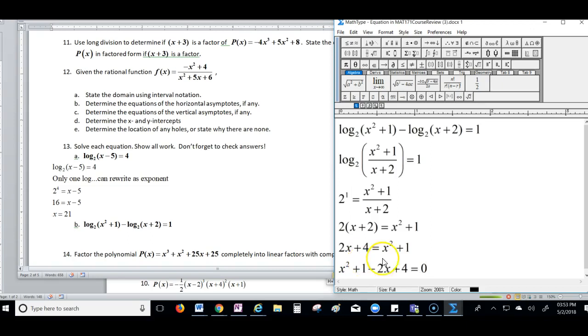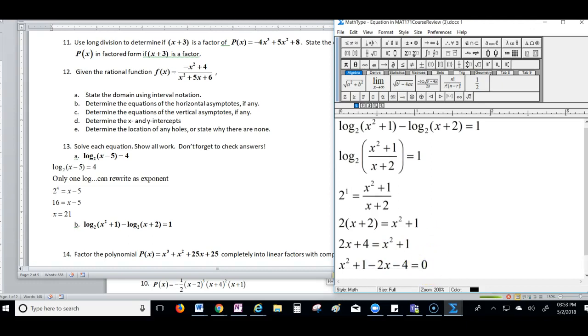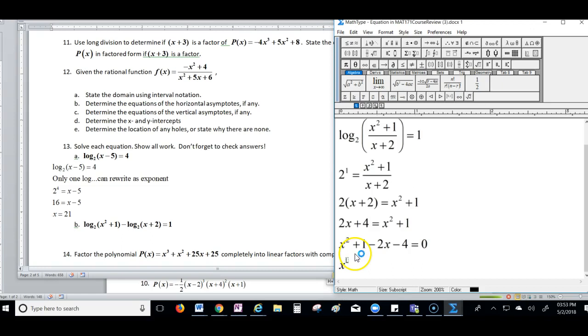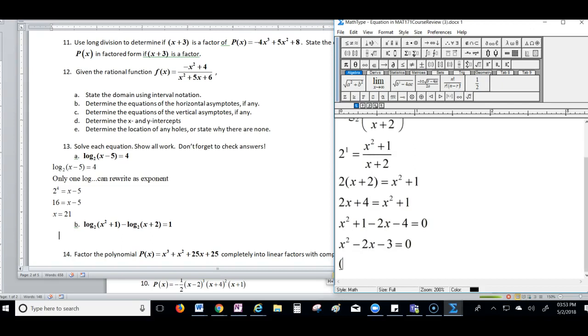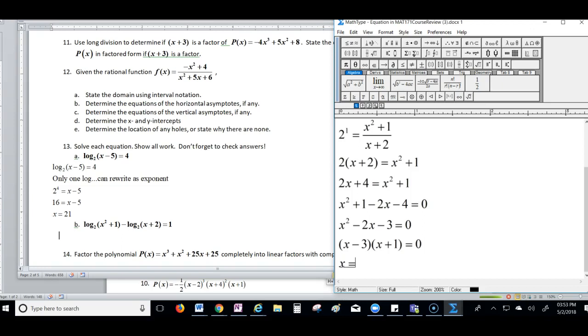So I'm moving everything to one side because when I solve a quadratic, I set everything equal to 0. So I bring the 2x over, the 4 over, and now I have an equation equal to 0. So I'm going to combine like terms, and I'm going to factor. Of course, if this didn't factor nicely, I'd use the quadratic formula. And I get x equals 3 and x equals minus 1.